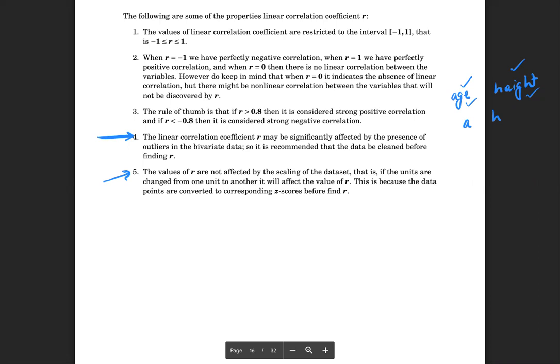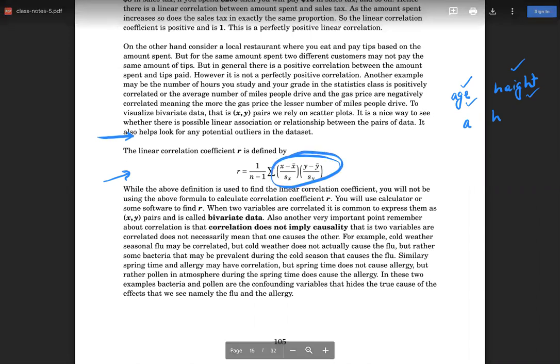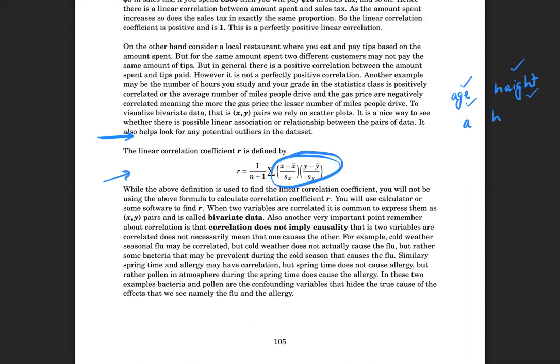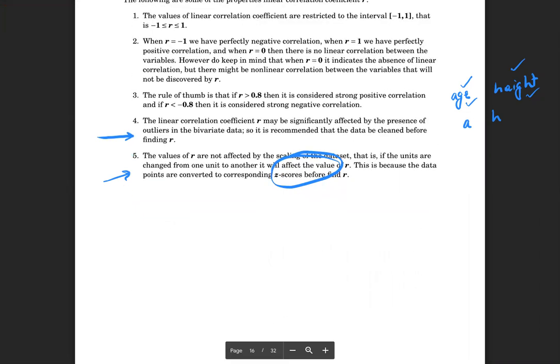The reason is, go back here, because it's all in a standardized form, okay? It's all standardized, kind of like a z-score, so it really doesn't matter. So the point is that the linear correlation coefficient is not affected by the change in units. If you change the units, it's not going to have any effect. It's not going to change anything. The correlation is still going to be the same.